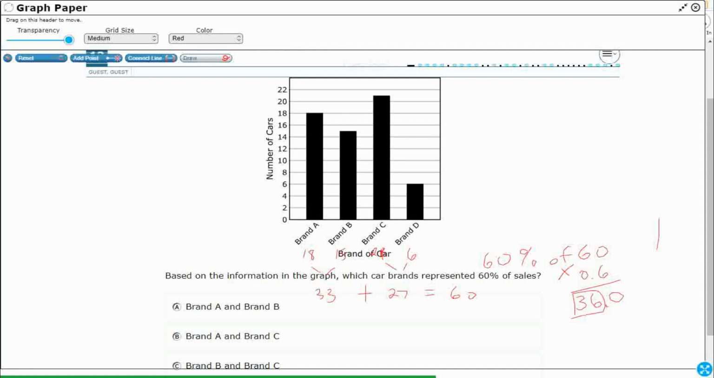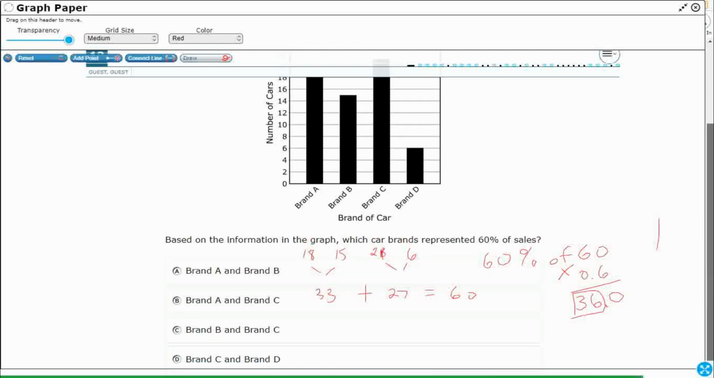Now, we'll do it the other way as well just to make sure. But if that's the case, that's going to be pretty easy. All right, so my brand A is 18 and 15. Well, we already figured this one out. This one's 33, so that's not going to work. Brand A is my 18, and brand C is my 21, so that's going to be 39. Also not going to work. Brand B and brand C, I've got my 15 and my 21, that's 36. Okay, I think that's going to work. And then my C and D, right, that's already got that 27. Not going to work. Okay, so I'm thinking it's C, 36.